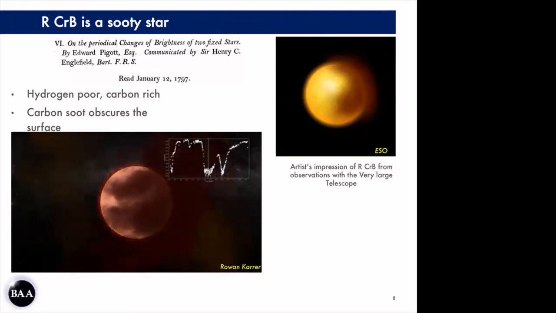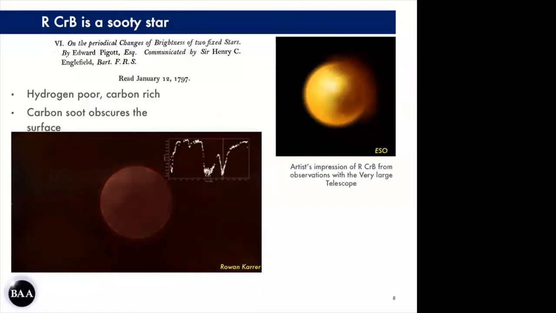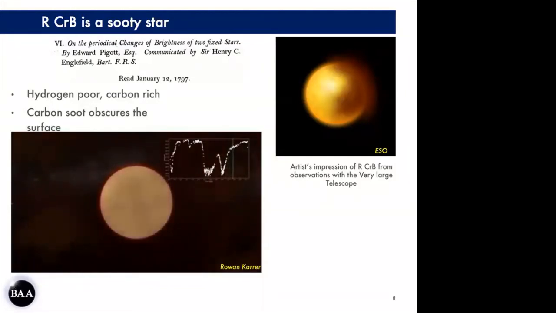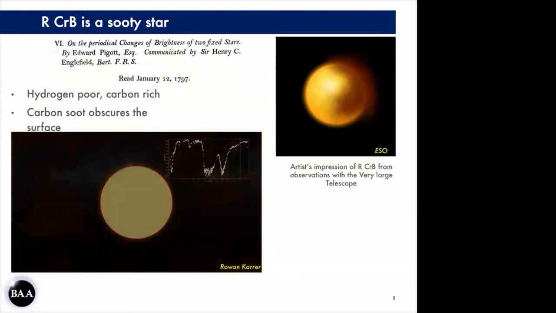And there's an artist's impression of what it might look like on the top right there. This is obtained from observations with the Very Large Telescope. Again, you can see a cloud of carbon soot on the right-hand side of the star. So the soot deposits or gets near the surface, but as you can see in the animation now, eventually it gets pushed away back out into space, and the star re-brightens.